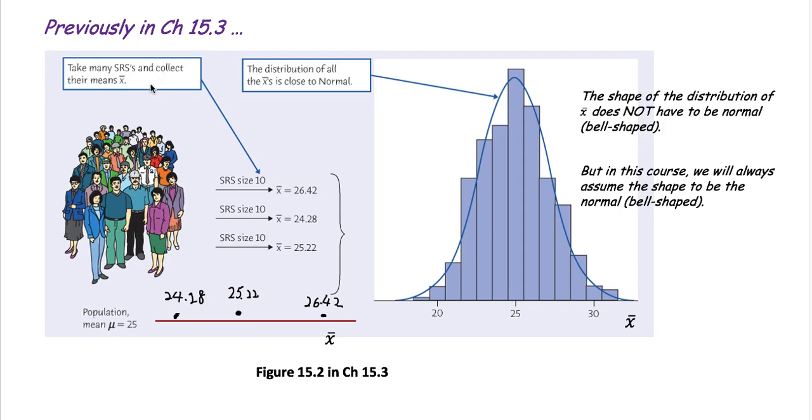And we collect all these sample means. So you take the first sample, size 10. The sample mean is, let's say, 26.42. You take another sample, same size, size 10. Then the average of this sample is 24.28. And you take the third sample, same size, and the sample mean is 25.22.